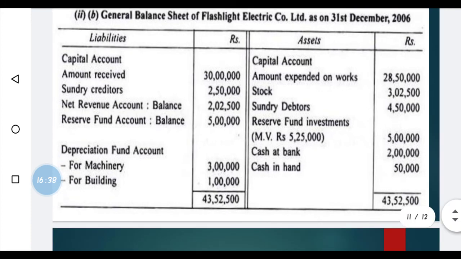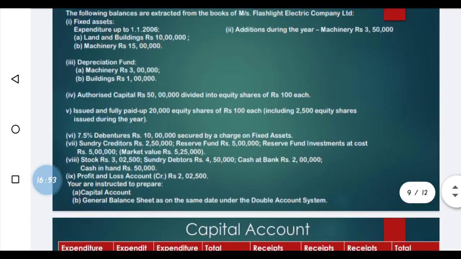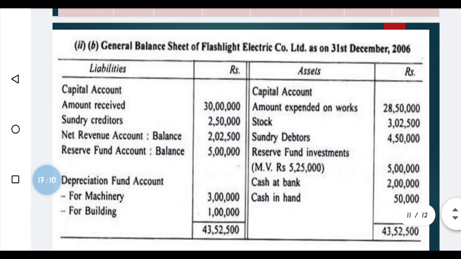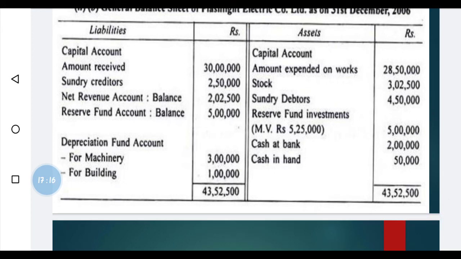Now we are going to see the asset side. The first one I have already explained. Next you have to take the current assets, that is stock 3,02,500. Next, sundry debtors 4,50,000 and reserve fund investment. See the 7th point: reserve fund is 5 lakh, that you write on the liability side, and reserve fund investment at cost 5 lakh you write in the outer column. If you want, you can write market value in the inner column. Now cash at bank and cash in hand are given, so the total balance sheet is 43,52,500.